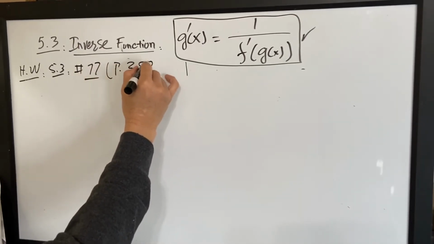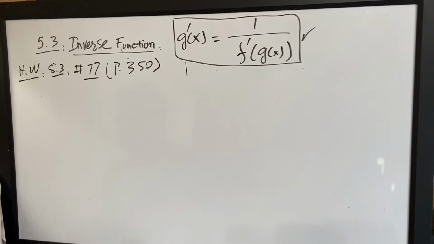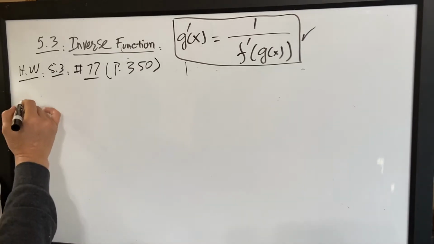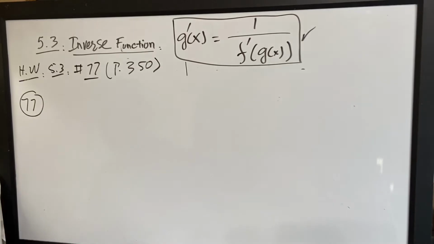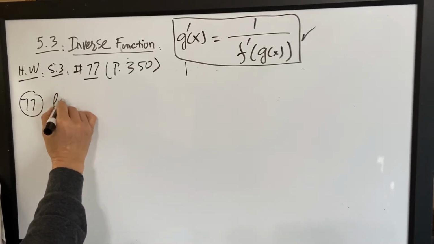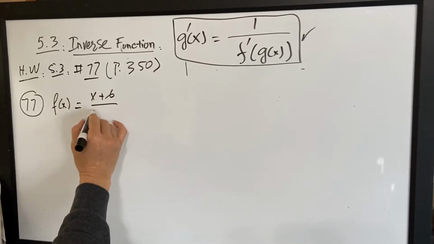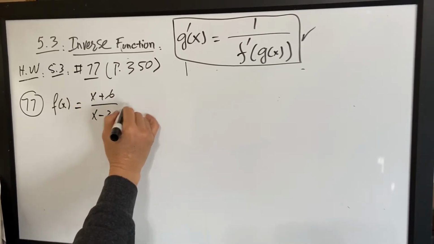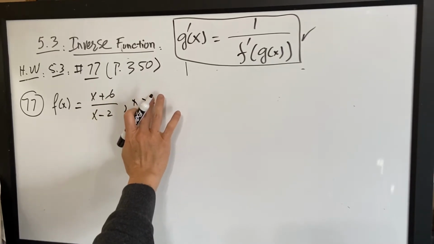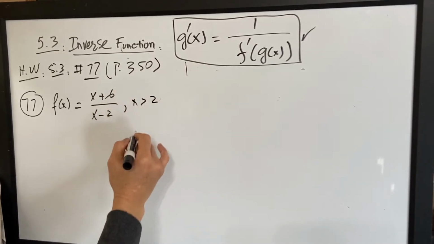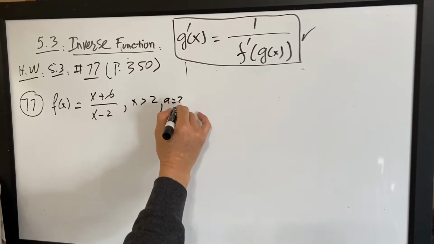Page 350. The text asks us to verify that f has an inverse, then use the function f and given real number a, and find the inverse of a. Number 77 is a pretty cool problem. I picked that one because it is a little long. Here we go. f of x equals x plus 6 over x minus 2, and now x bigger than 2. You will see why we have that. And a here is 3.